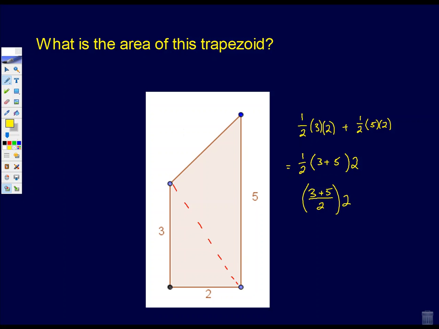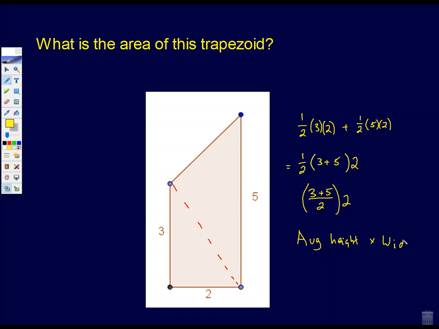Now we know that for a rectangle, the area is simply the base times the height, or the length times the width. In this trapezoid, you could call the 2 the width. And the way I like to see it now is I'm using the 3 and the 5, and do you see how I'm adding and dividing by 2? So I'm really finding the average of the 2 lengths here, the 3 and the 5. So it's like we're finding the average height of the trapezoid and multiplying it by the width. I'm going to write that here.